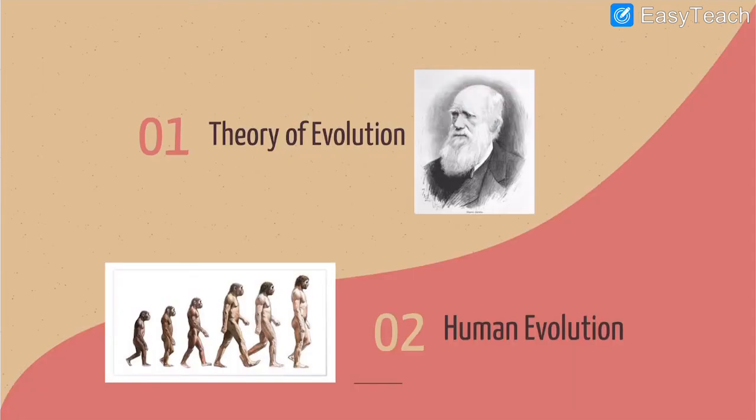Well, in this lesson, we are going to study firstly the theory of evolution. What is the meaning of evolution? The origin of this theory, and then we are going to understand the specific dynamic of evolution in humans.